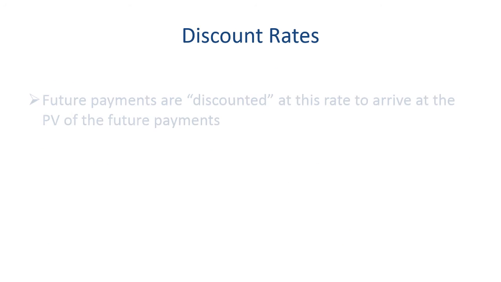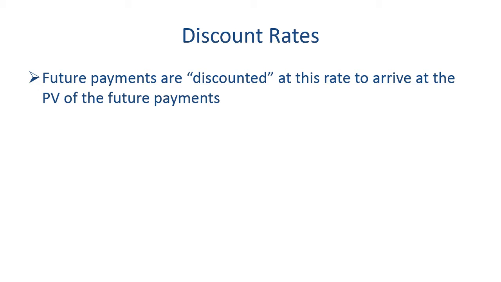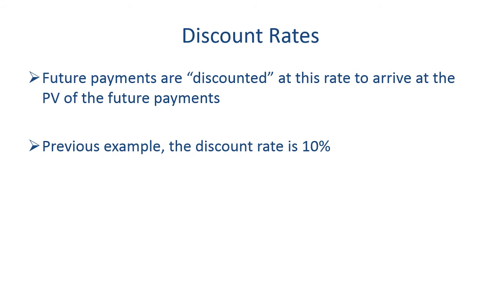Now let's talk about discount rates. Interest rates can also be called discount rates as the future payments are discounted at this rate to arrive at the present value of the future payment. For our previous example, the discount rate is 10% as the future payment of $1,100 at the end of 1 year, when discounted at 10%, yields $1,000 today. Required rate of return and discount rate are terms that are used interchangeably. They imply the same interest rate.